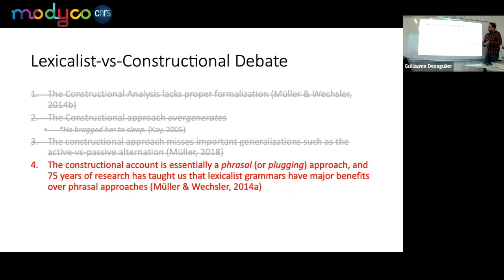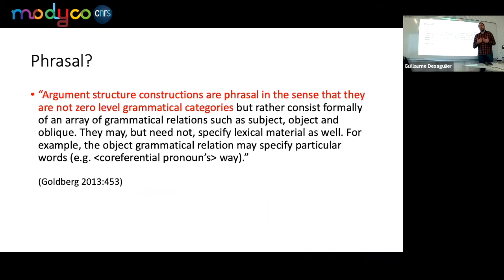And then I think we come to the most interesting criticism, that the constructional account is actually a phrasal or a plugging approach, and that we know after 75 years of research that it just doesn't work. Okay, so again, this assumes a lot. This assumes that constructions are phrasal constructions, like in phrase structure trees, which used to be the case in the 1980s, but most construction grammarians would now shy away from this commitment to phrase structure.